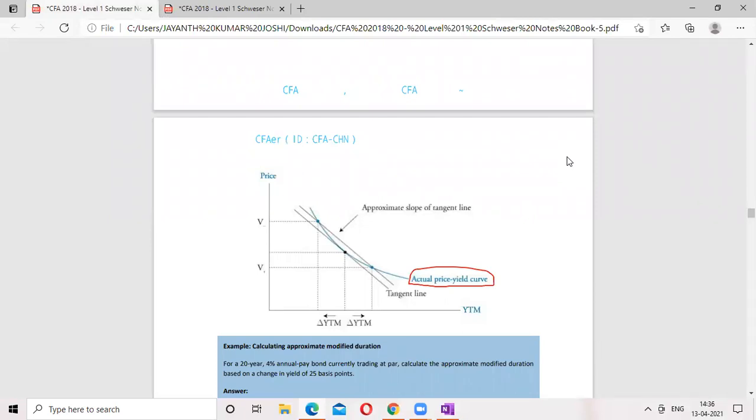And looking at this graph, what do you see? When yield to maturity is increasing at an increasing rate, the bond value is decreasing at a decreasing rate. That is, here you see very little space, here it is increasing a lot, but here it is decreasing very little. And when yield to maturity decreases, the bond price increases at an increasing rate. Okay, so now we will derive this and we will understand the convexity very properly.